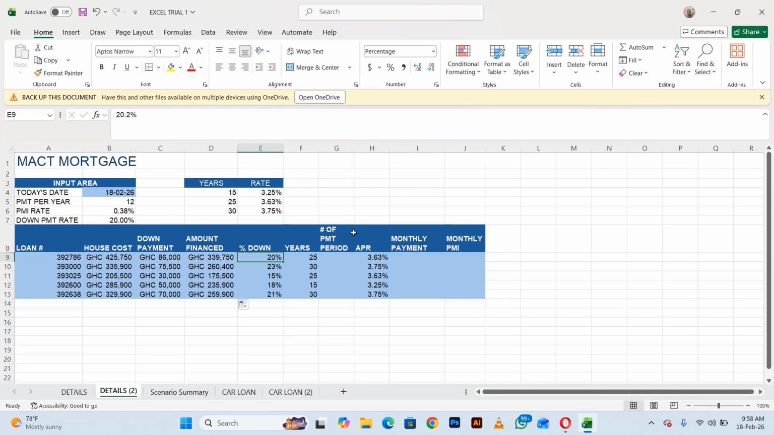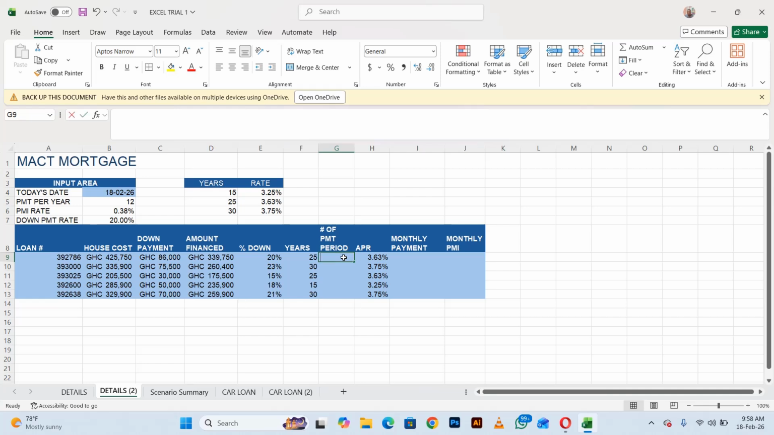After that, you come to the number of payment periods. Here we are trying to find out how many times the person will be paying the loan. We've been told that the person will be paying 12 times per year, and within 25 years. So mathematically, we multiply this by this, and then we know the number of times this person will be paying. I hope you get it.